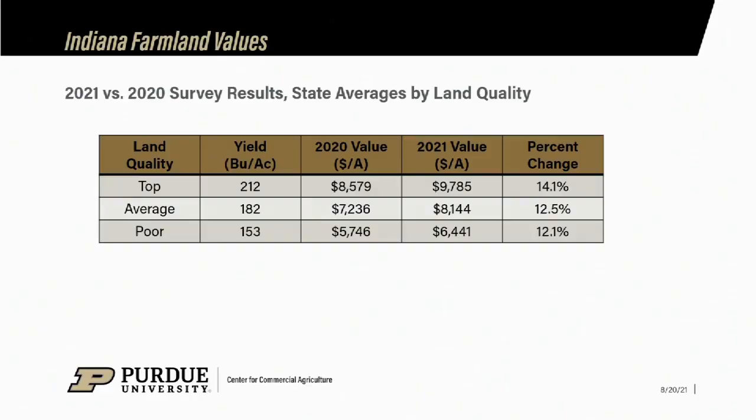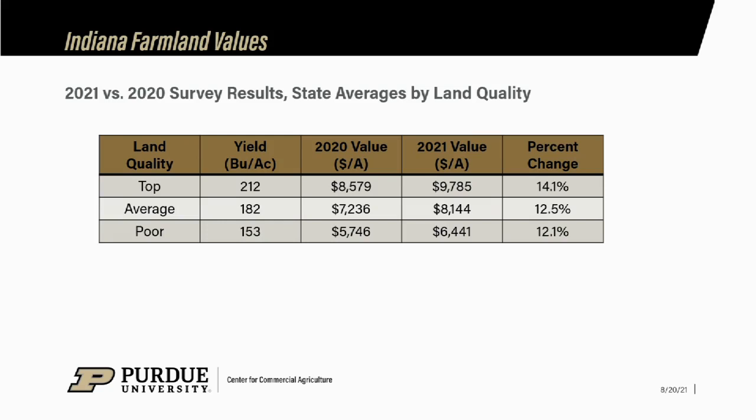So the prices are up. They're way up, between 12 and 14%, depending on land quality. And this is actually a new record high for the state. And so our previous high was set in 2014. And then we had a period where prices had moderated a little bit, plateaued. We did see some upward movement last year from 2019 to 2020. And that continued actually at a faster pace into this year.